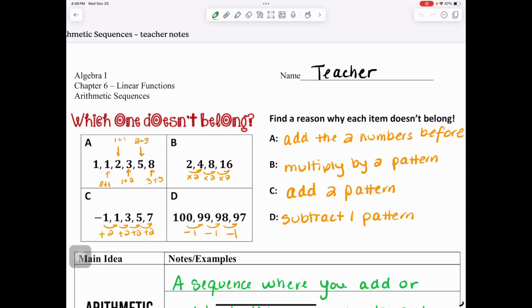C is different because it's adding 2 versus the multiplying of 2. And it's increasing by the same amount every single time. You could have written that down. And D is different from the rest. It's the only one where the numbers are going down, you could have written. Also, you could have specifically said that it's the only subtract 1 pattern in the bunch.